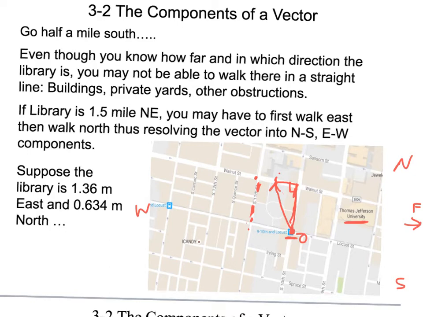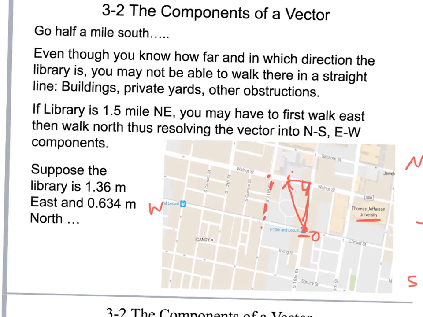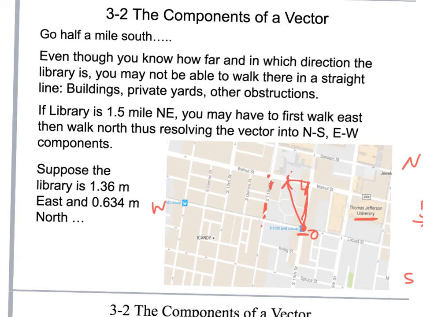So that's where we come into these component discussions. If we want to stick with our numbers, if the library is 1.5 miles northeast, you might first have to walk east and then walk north. So you resolve your components into northeast, south, and west, or like we did here. Here's our north and then our west. So you walk north and then you walk west.